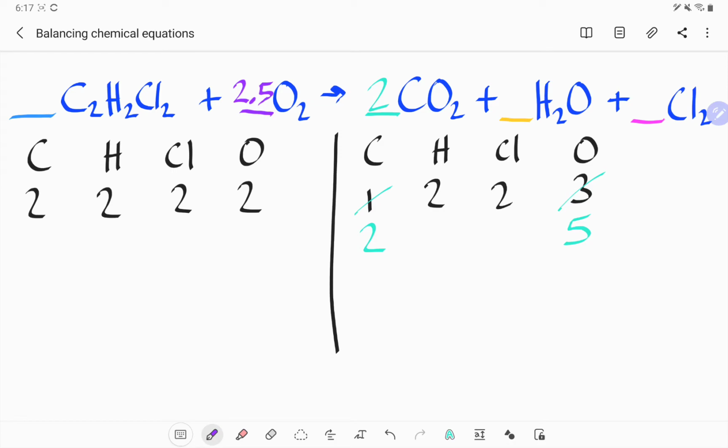But right after this, you're going to have to figure out that we can't leave a decimal or a fraction in the coefficient. We have to have all whole numbers. So you need to figure out, after inserting a decimal or a fraction here, what do I multiply this entire equation by in order to make sure we have all whole numbers?